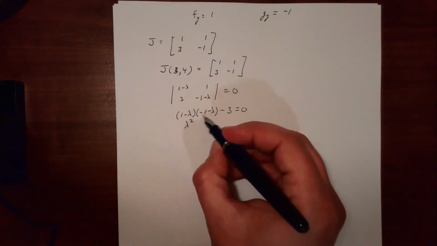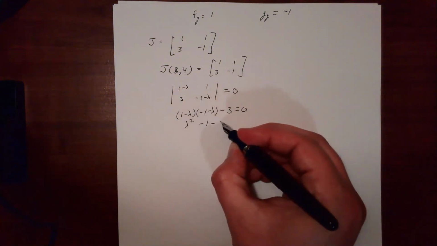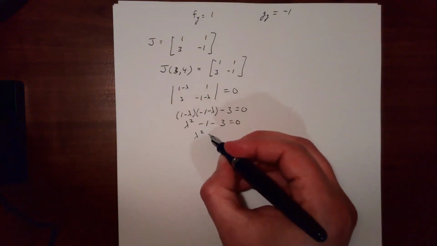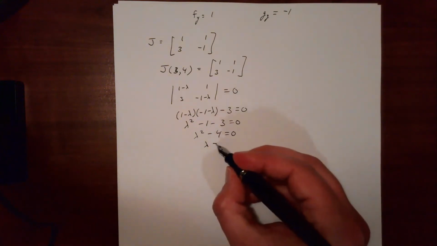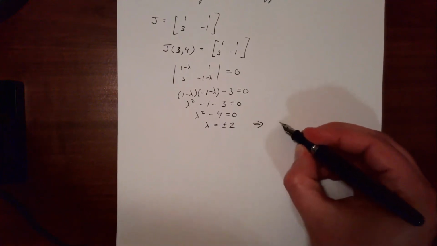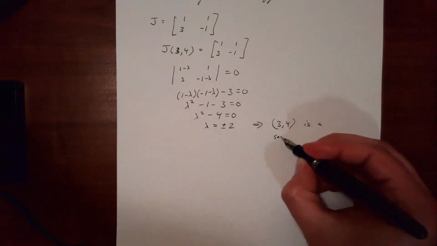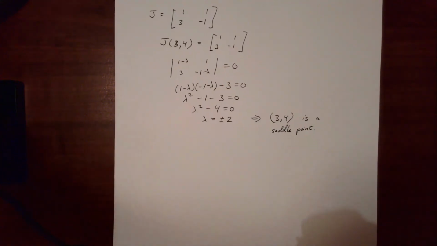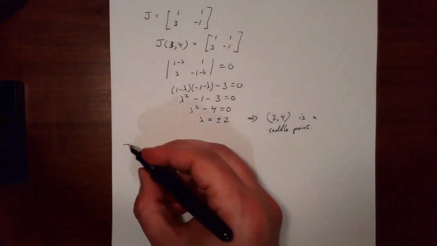We have lambda squared, we have positive lambda minus lambda, so those disappear. Minus 1 minus 3 equals 0. So lambda squared minus 4 equals 0. Lambda, we can see then, is going to equal positive or negative 2, which means that (3, 4) is a saddle point. Okay, so that's what we say about B. We'll let Bluffton see if we're right or not.